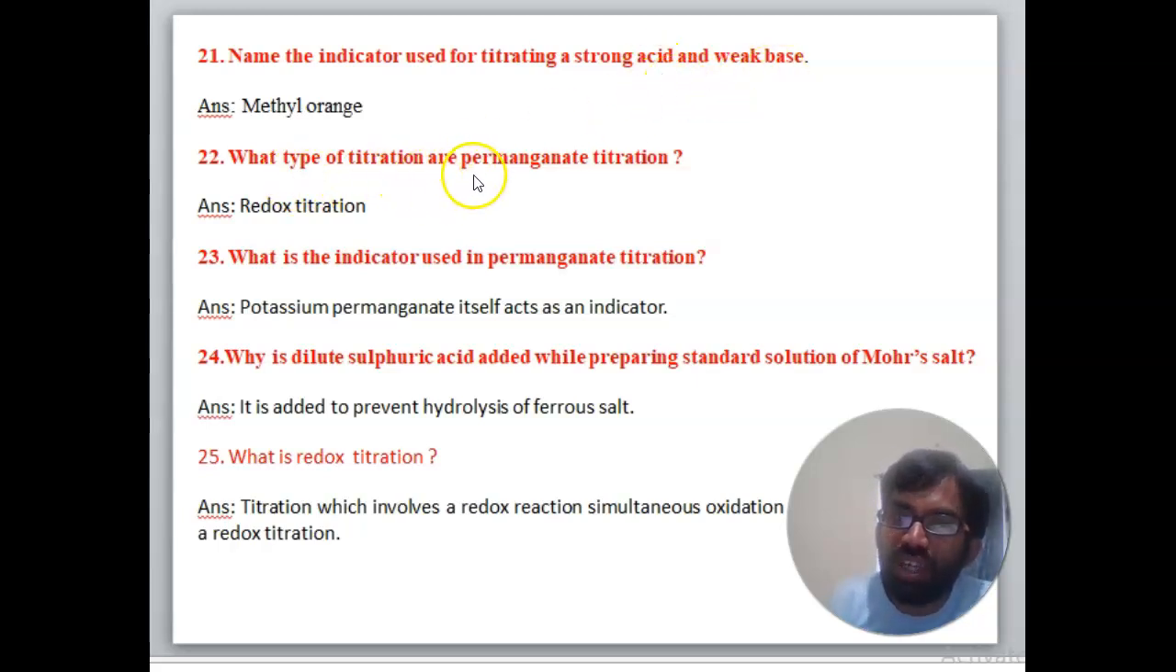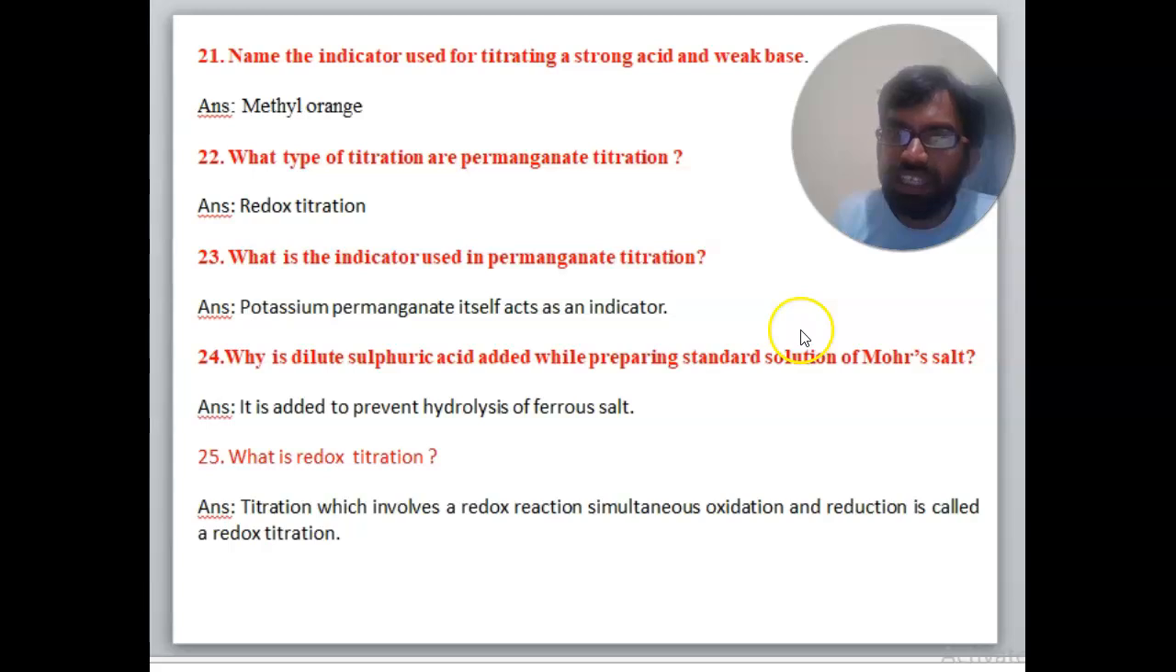What type of titration is permanganate titration? KMnO4 titration is a redox titration. Redox titration means oxidation and reduction happen simultaneously. What is the indicator used in permanganate titration? Potassium permanganate itself acts as the indicator. KMnO4 acts as an indicator.